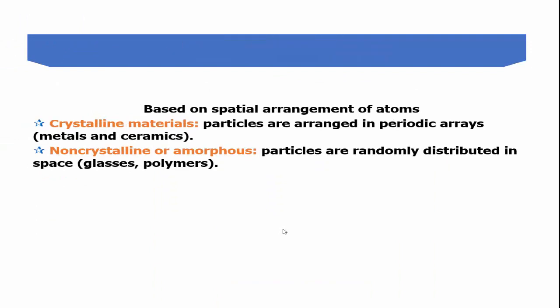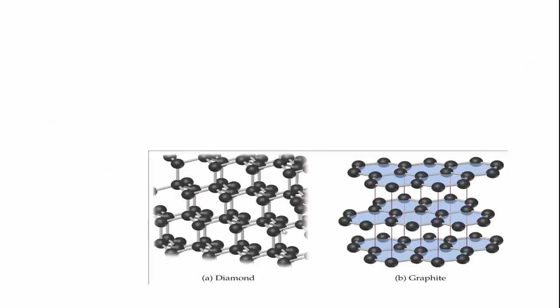So based on the spatial arrangement of atoms, we have crystalline materials and non-crystalline or amorphous. The crystalline materials are particles that are arranged in a periodic array, for example metals and ceramics, and non-crystalline or amorphous are particles that are randomly distributed in space, like glasses and polymers.